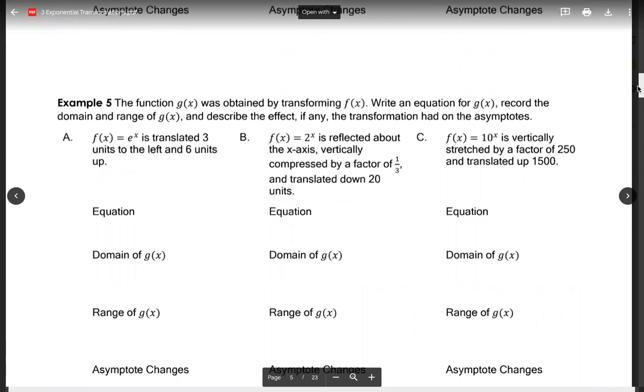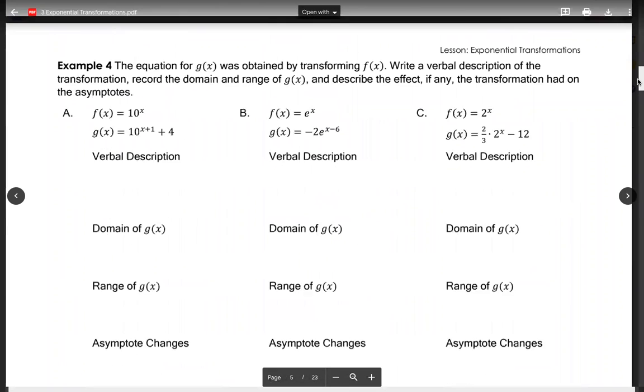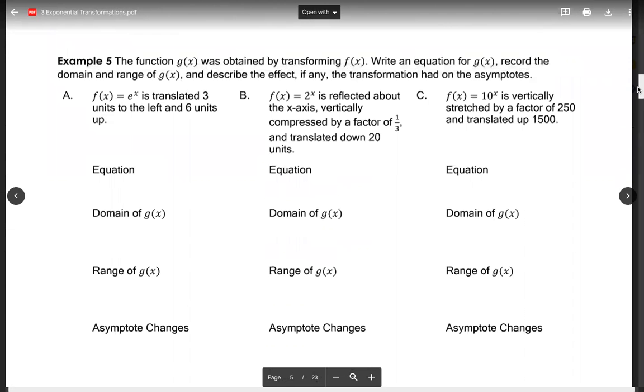Example 5 here. Okay, they want us to go ahead and now they're giving it to us in words and they want to put it into an equation. Okay, not too hard here as well. Again, I'm not going to go into everything that we're going to do here. We can just write this equation up. We'll go ahead and write it up right quick.